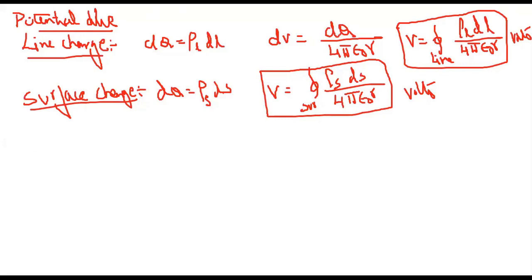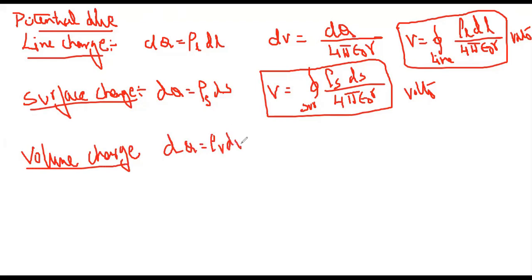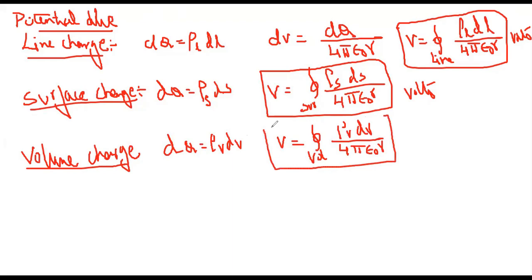Now, the volume charge. The potential due to the volume charge, dQ is equal to rho v dv. So now the potential V is equal to the volume integral of rho v dv by 4 pi epsilon naught R, that is also in volts. So potential due to the line charge, the surface charge, and the volume charge.